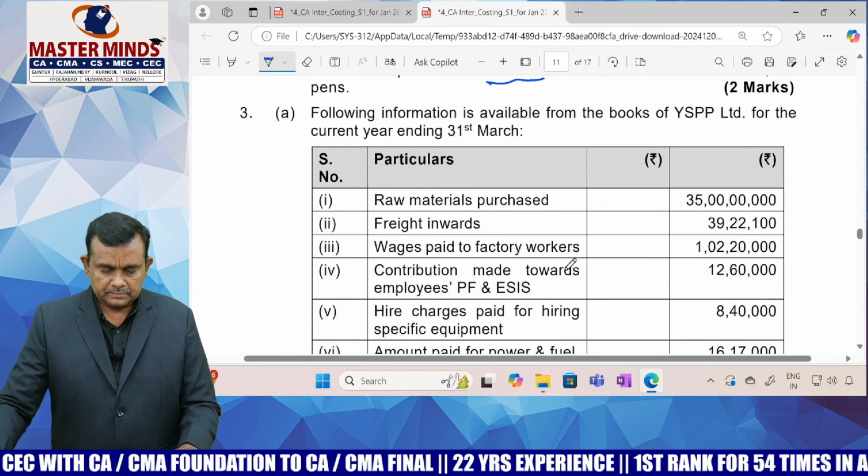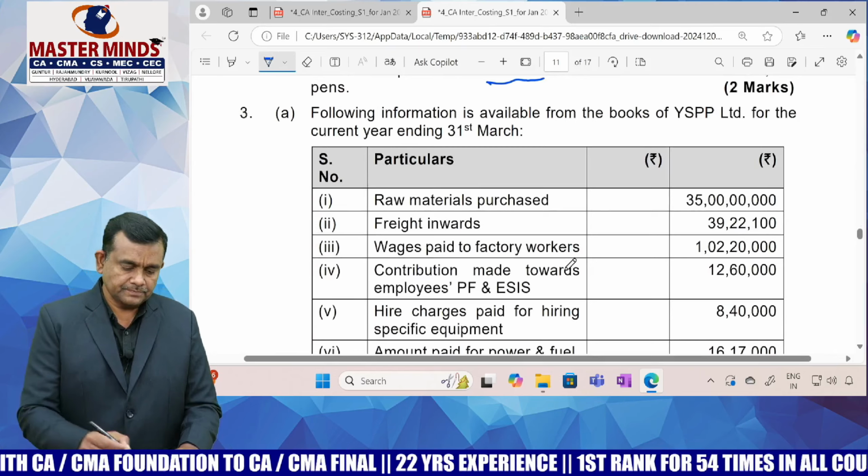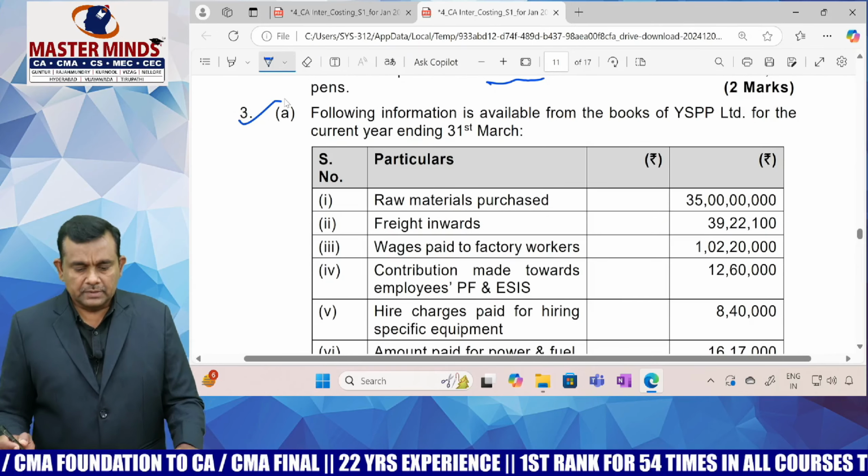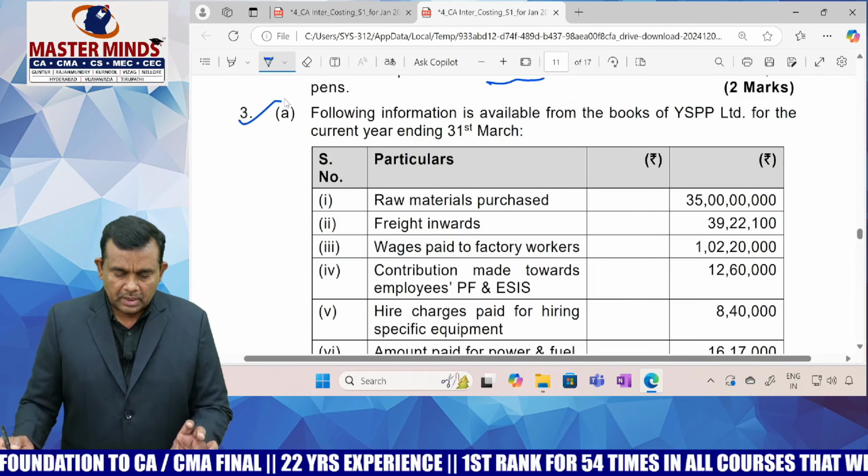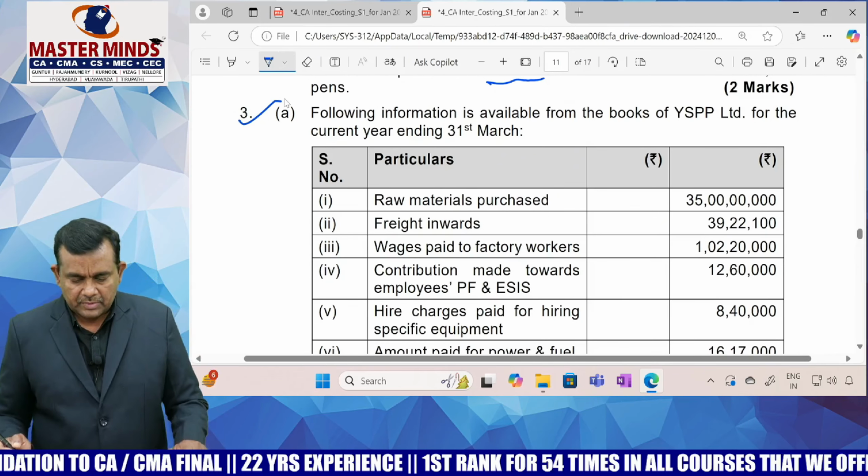Next, third one, 3A. The following information is available from the books of YSPP Limited for the current year ending 31st March. So this question is related to cost sheet, sir.